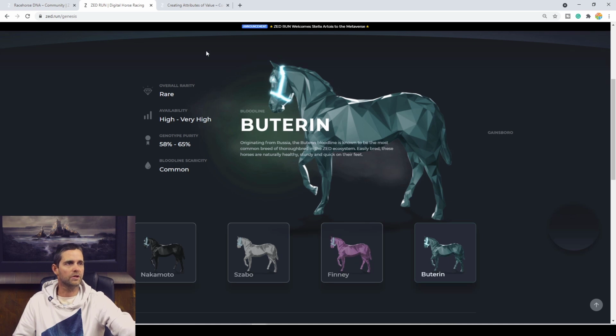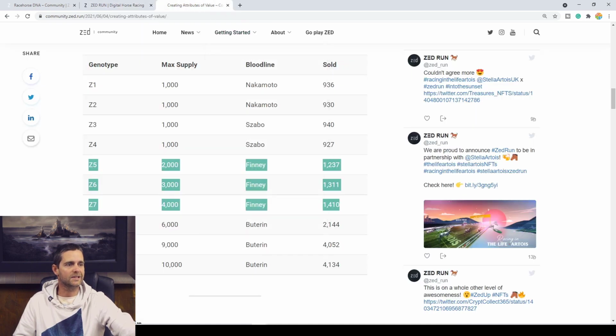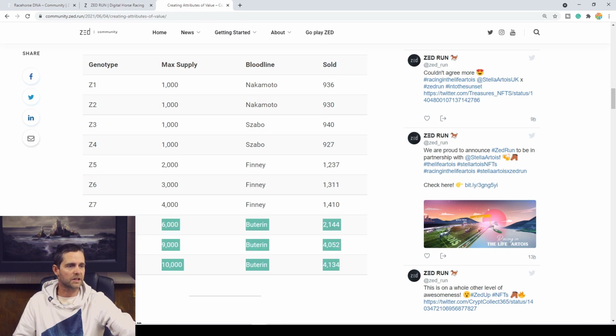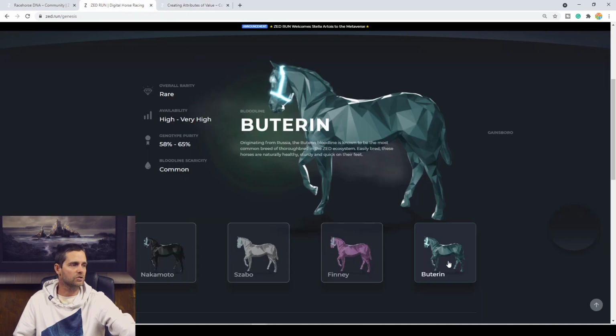And then as we move to the Buterins, if we go to their rarity, the Buterins here are these ones down the bottom, 8s, 9s, 10s. The 8s have 6,000 in total, the 9s have 9,000 in total, and the 10s have 10,000 in total. So we need to weigh that up as well. When we come back here to the Buterin genotype purity, 58 to 65%, another similar drop down. Now you need to ask yourself at this level, if you are focusing on Buterins, and I think that could be a very good strategy as well because they tend to be of great value.